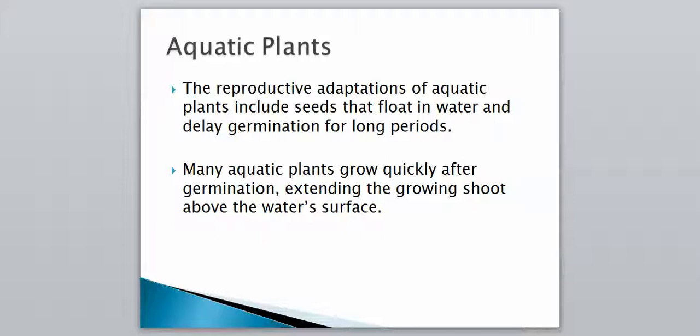like the sea bean, and they delay germination for long periods. So again, that means it could drop in the water, and float and float until it finally lands in an area where it can grow, then it will germinate and start its new life. And many aquatic plants grow quickly after germination, which will extend the growing shoot above the water's surface.